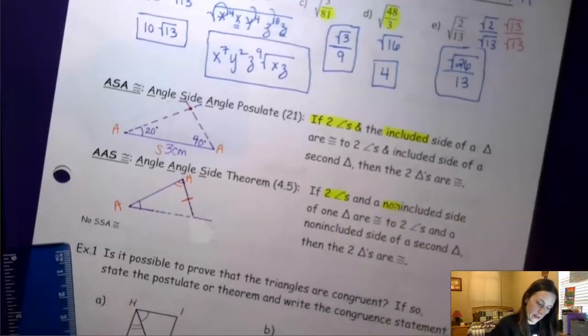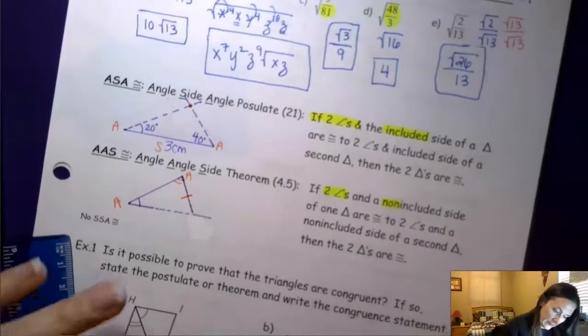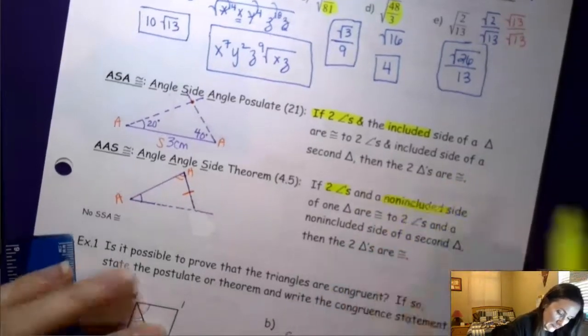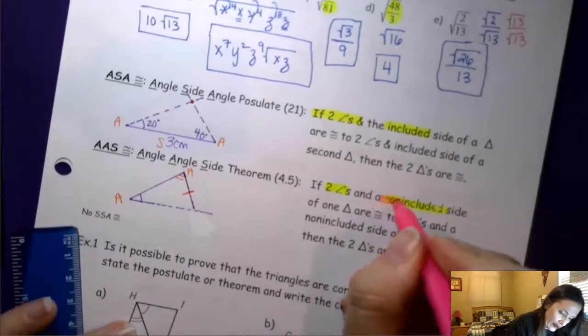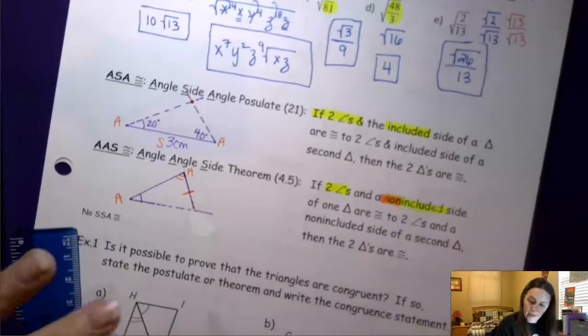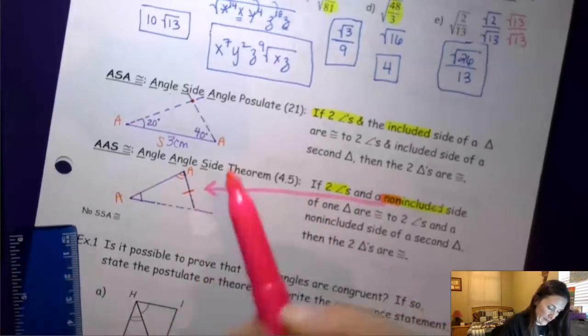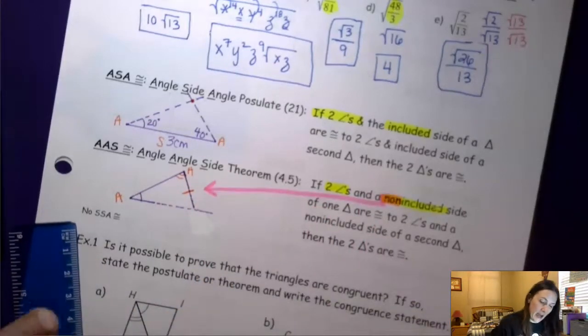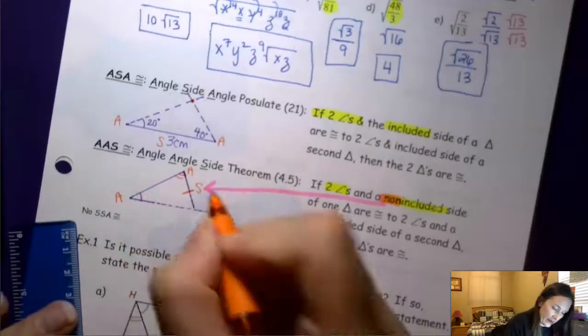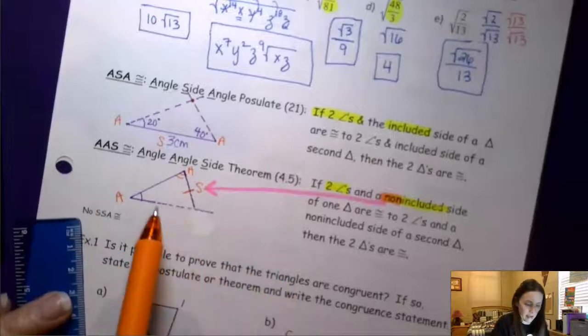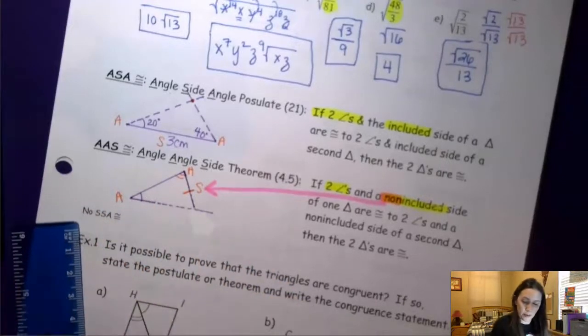I'm going to use a different color actually. A non-included side. So if I have a non-included side right here, so it is not between the 2 angles, it's going to force the triangle to be congruent. It's going to force it to come right here. There's no other way you could create that triangle.